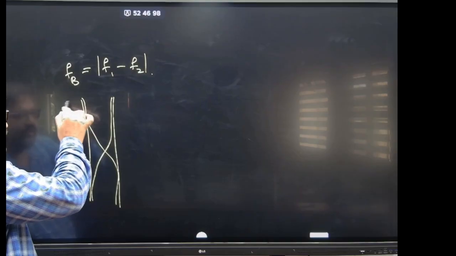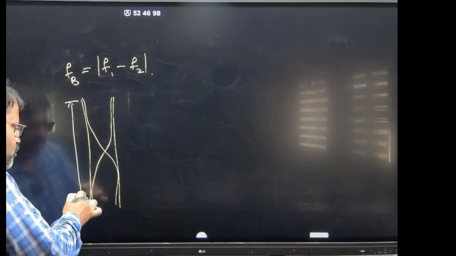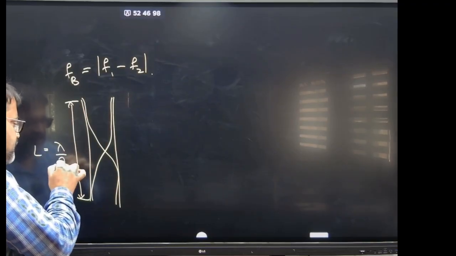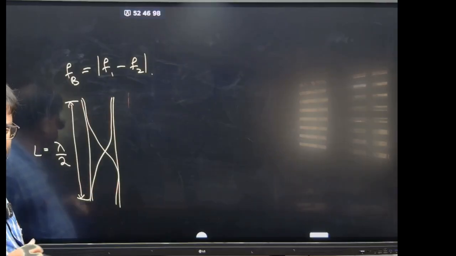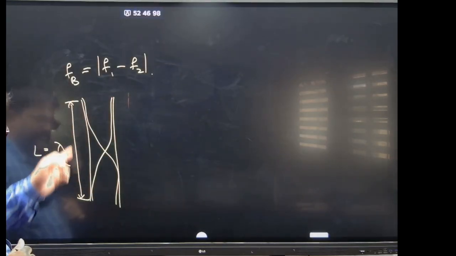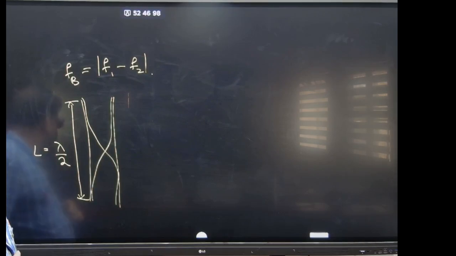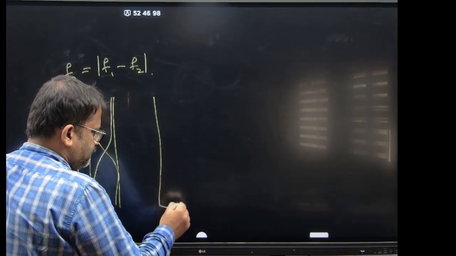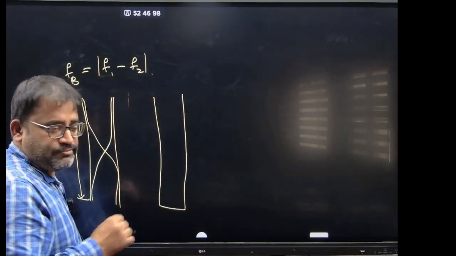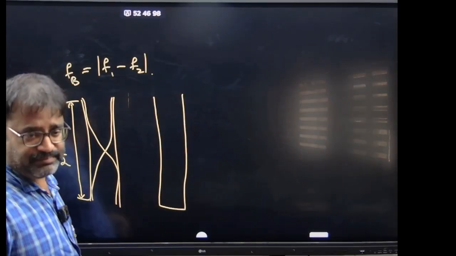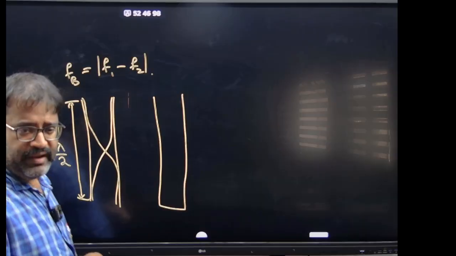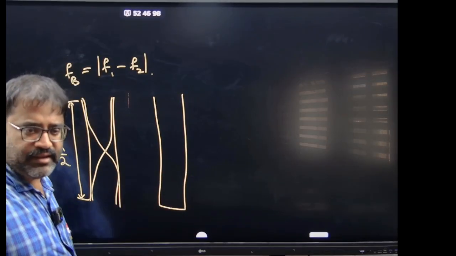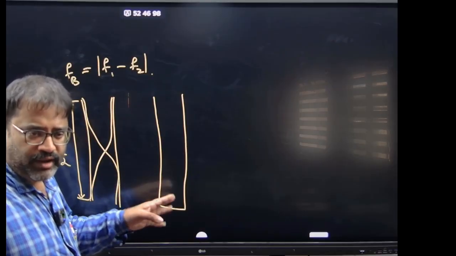Now, if we take the length of this open organ pipe, the length of the open organ pipe is equal to lambda by 2, because this distance is lambda by 2. Now we go for the closed organ pipe. What is this closed organ pipe? The organ pipe which is closed at one end is called a closed organ pipe.